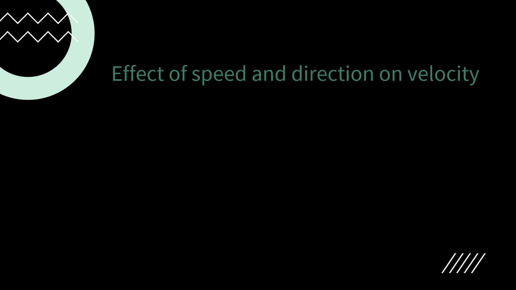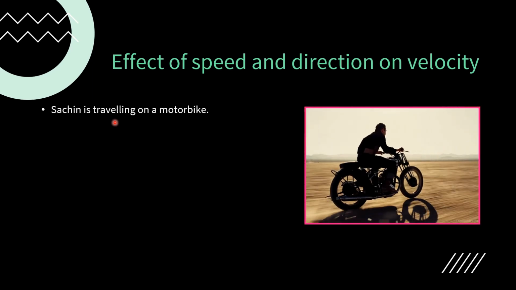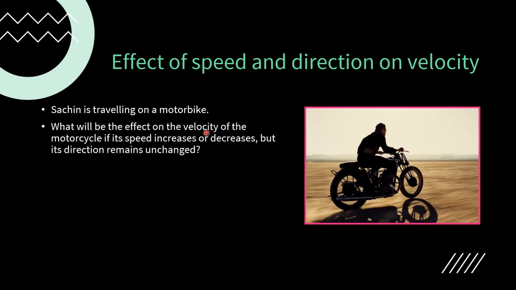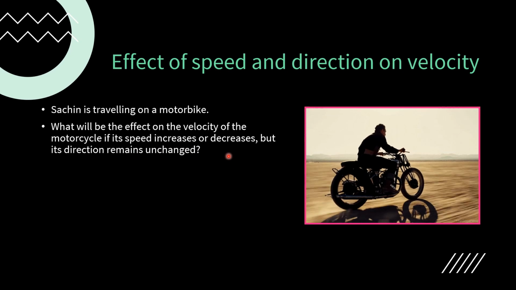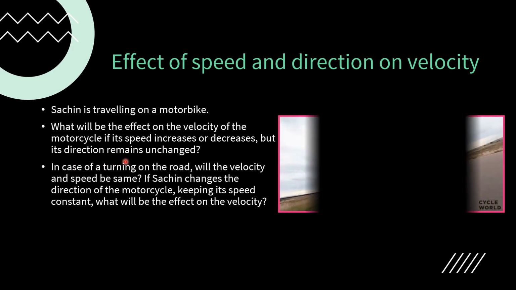Let us see the effect of speed and direction on velocity. What happens, how does it influence? Let us imagine a boy called Sachin is traveling on a motorbike. What will be the effect on the velocity of the motorcycle if the speed increases or decreases but its direction remains unchanged? Children, the velocity increases if the speed of the bike increases, and the velocity will decrease if the speed of the bike decreases, even when the direction remains unchanged.